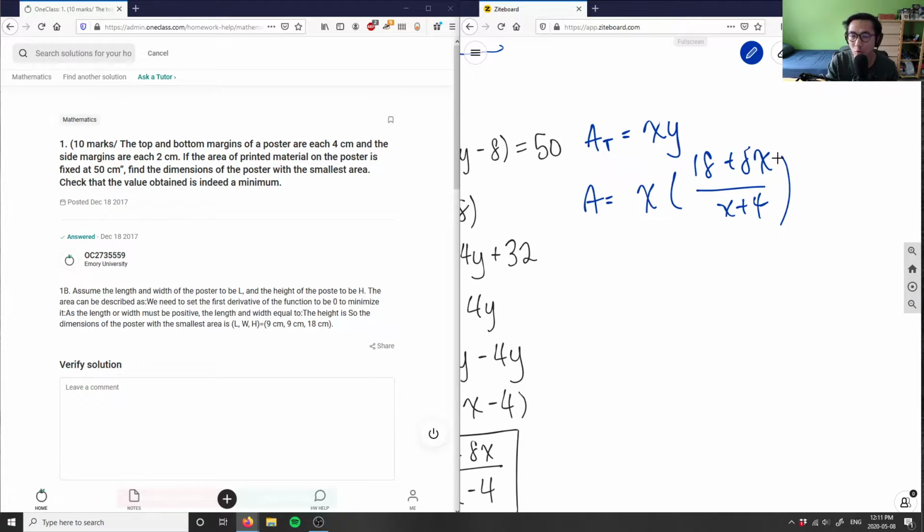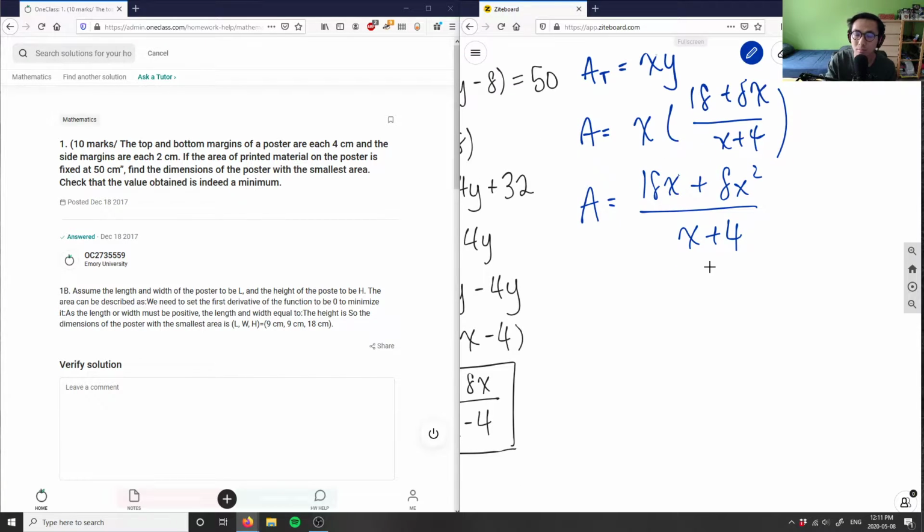What I'm going to do first before taking the derivative is multiply this x in. So if I multiply this x in, I'm going to get (18x plus 8x squared) all over x plus 4, right? So I'm going to have this here. And then what I'm going to do is my quotient rule. So A prime equals.